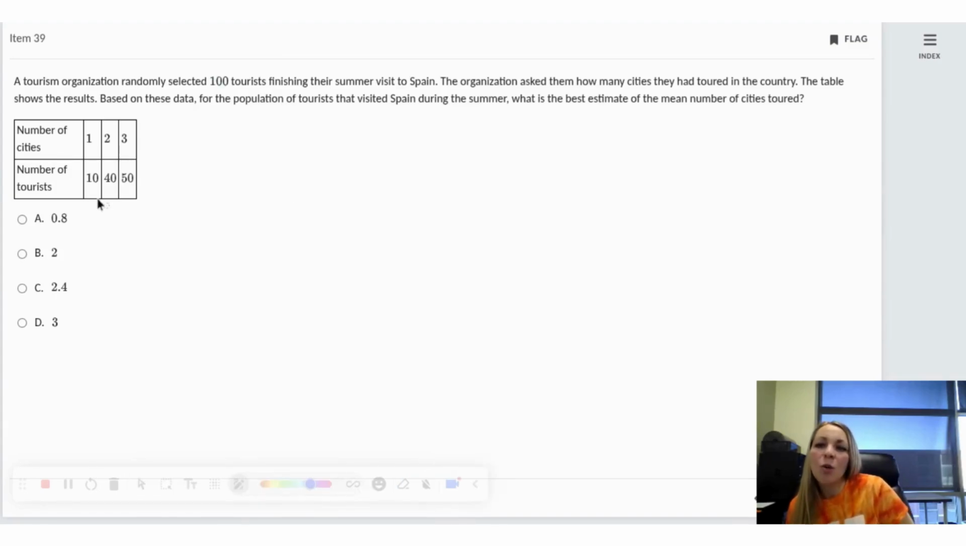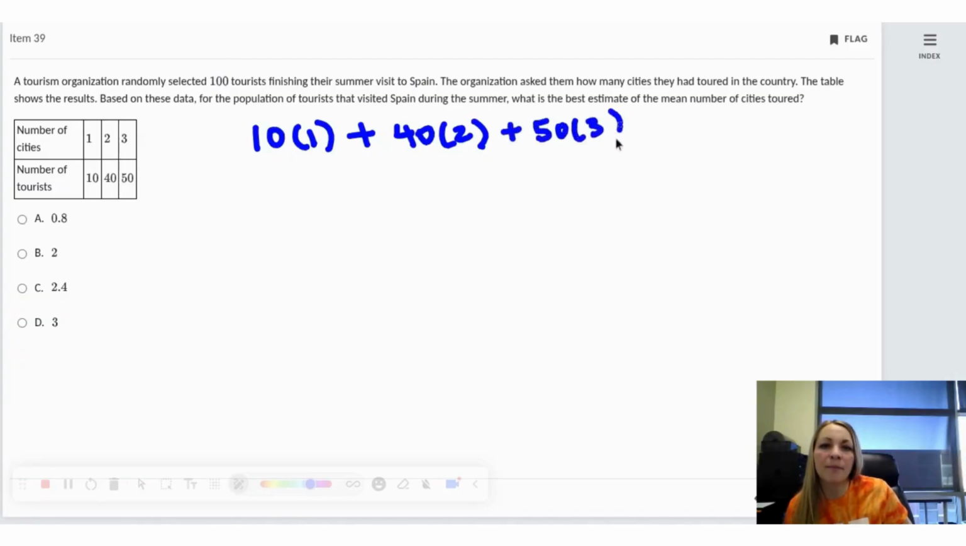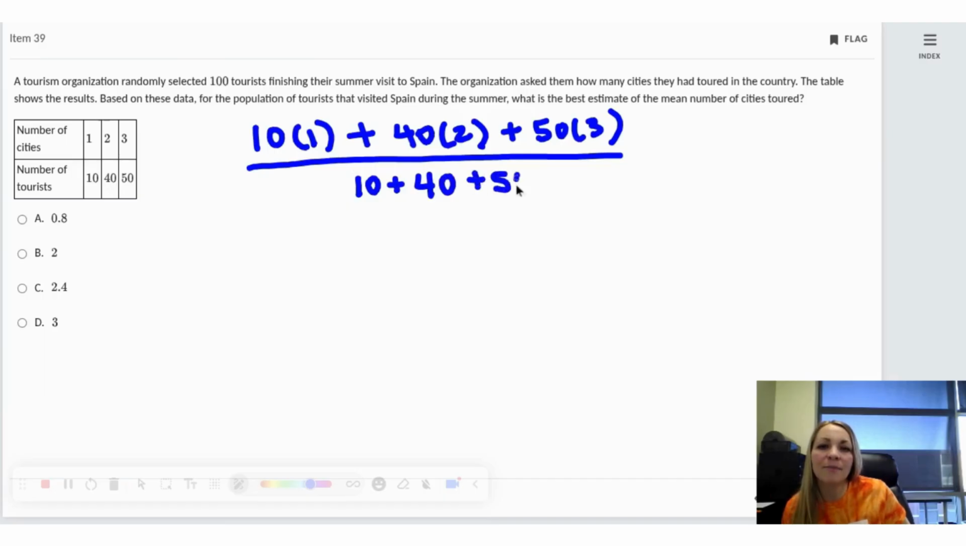Here's how we're going to start. We know that 10 tourists visited one city, so I'm going to do 10 times 1. And we know that 40 of them visited 2, so I'm going to do 40 times 2 cities. And we know that 50 visited 3 cities, so 50 times 3. And we want to find the mean, so we need to take the total number of cities and divide it by the total number of people. And the total number of people is 10 plus 40 plus 50.